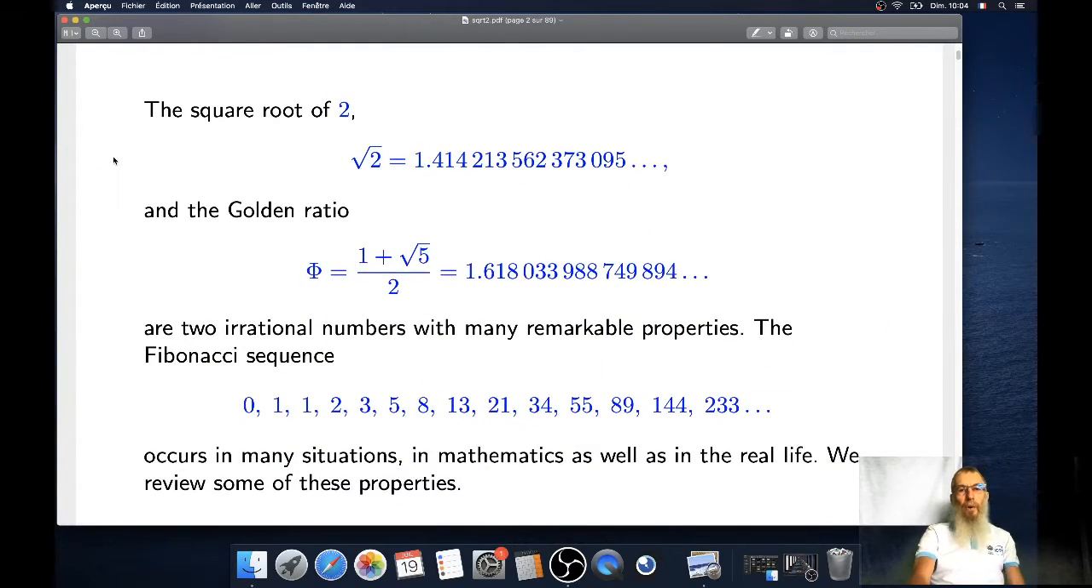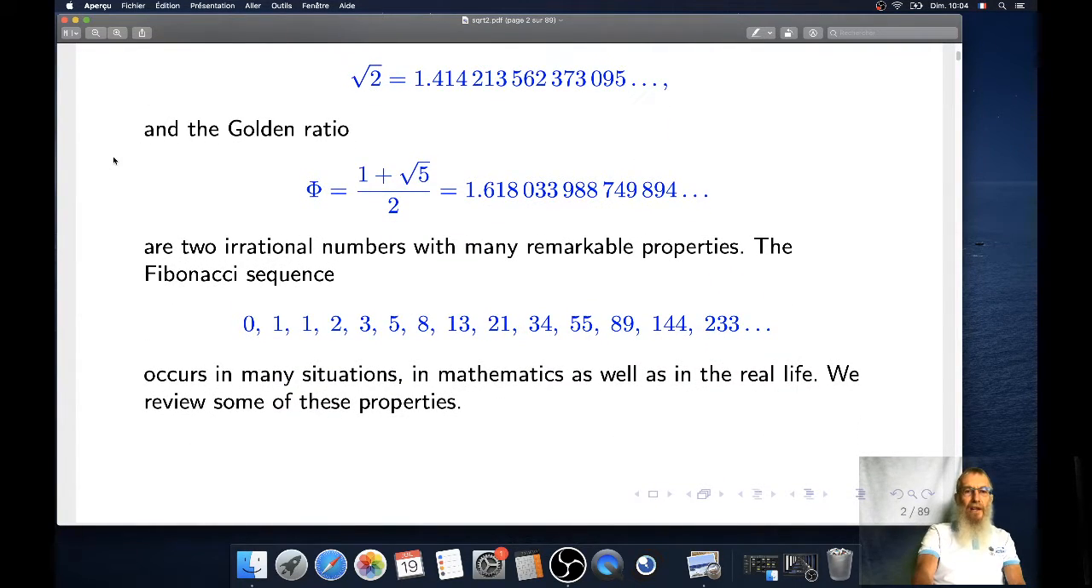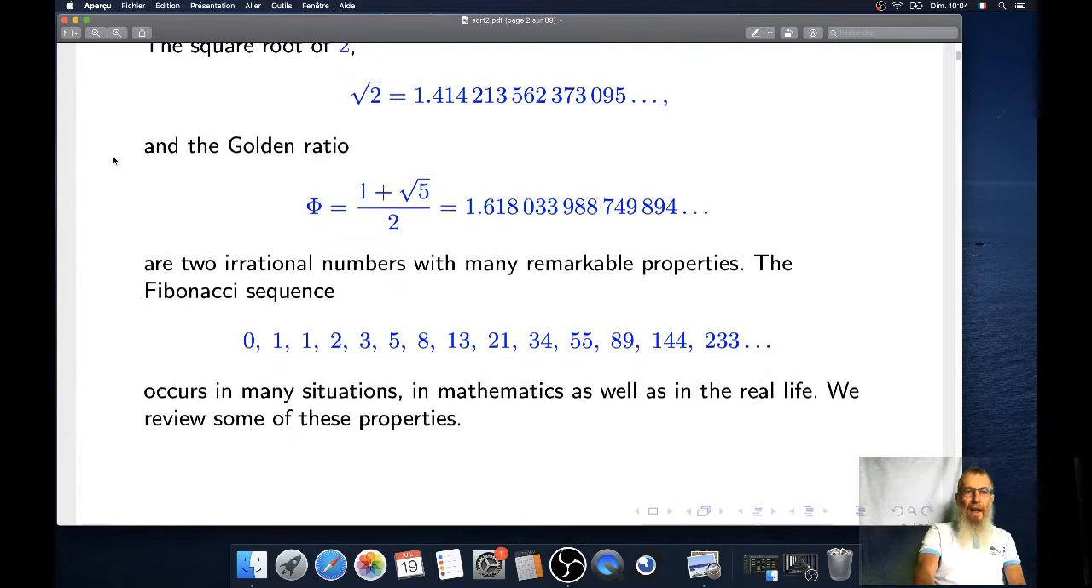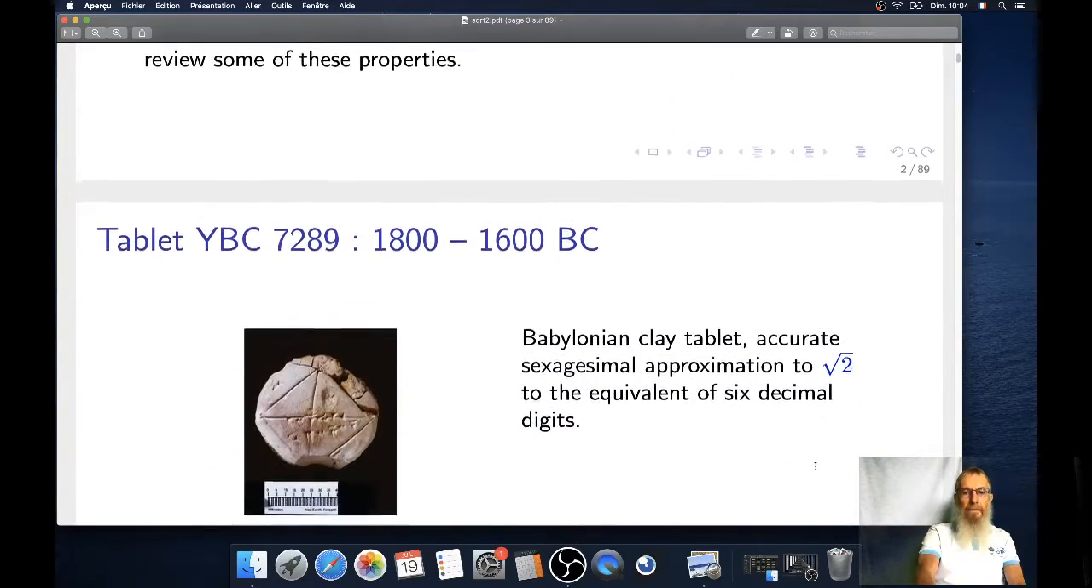The square root of 2 has an approximate value which is 1.414 and so on. The golden ratio is a little bit larger. It is 1 plus square root of 5 over 2, and it is 1.618 and so on. I will explain that these two numbers are irrational numbers, and I will give some properties of these two numbers. After that, I will speak on the Fibonacci sequence, which occurs in many situations in mathematics as well as in real life, and I will review some of the properties.